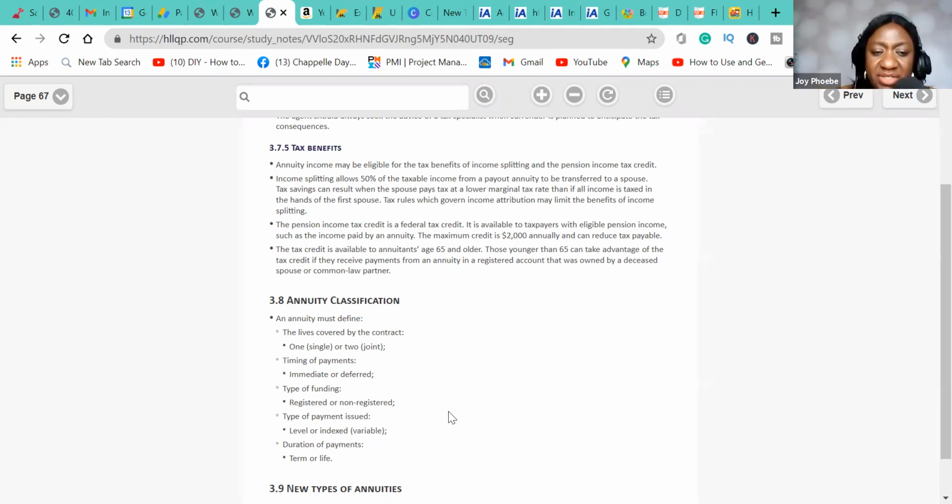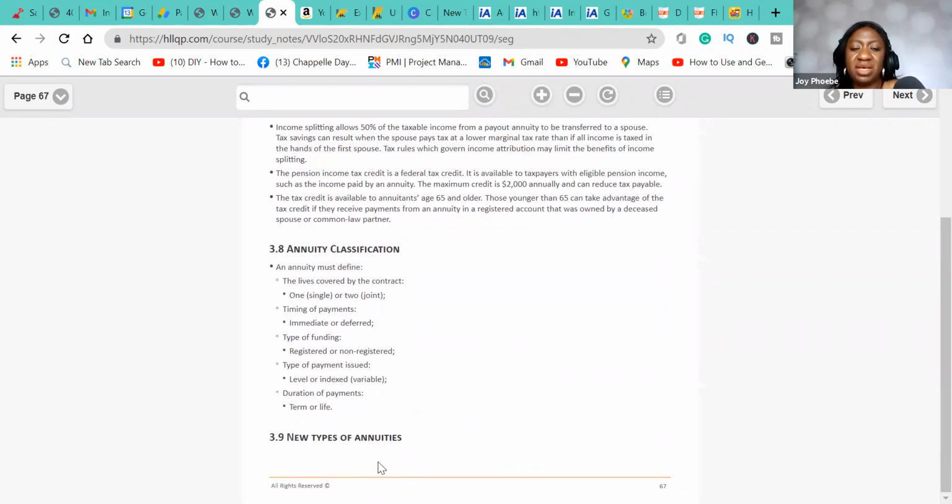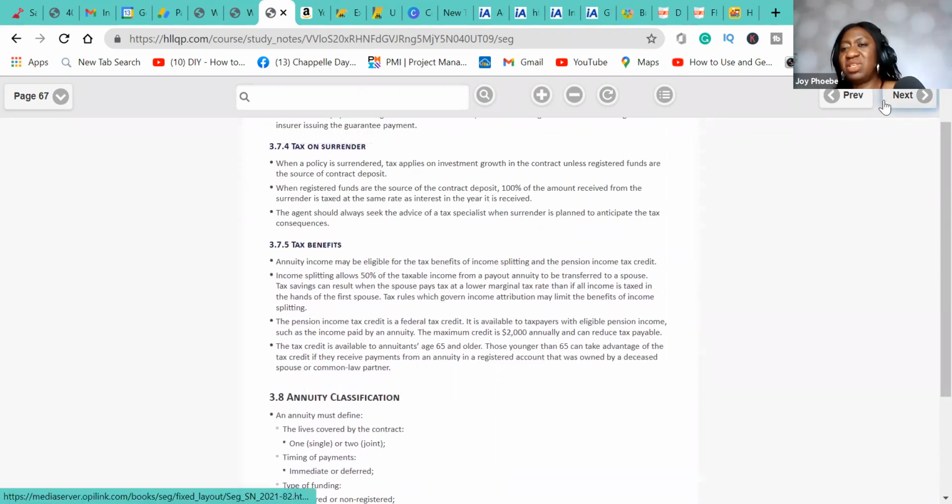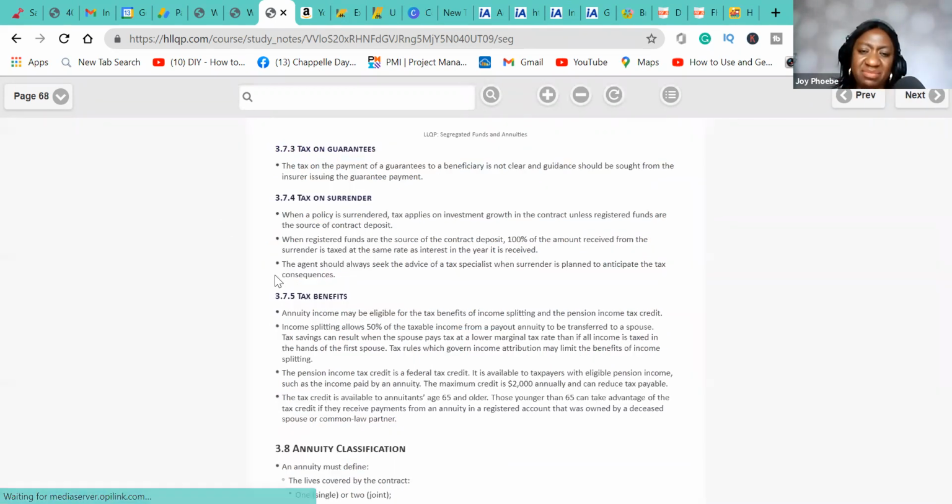Annuity must be defined: the life covered by the contract, whether it is single or joint, the timing of payment, if it's immediate or deferred, the types of funding, if it's registered or not registered, the type of payment, e.g., whether level, index, or variable, the duration of payment, which is term or for life. All these specifications have to be specified. And also, there are some new types of annuities, which is more like a customized form of annuity.